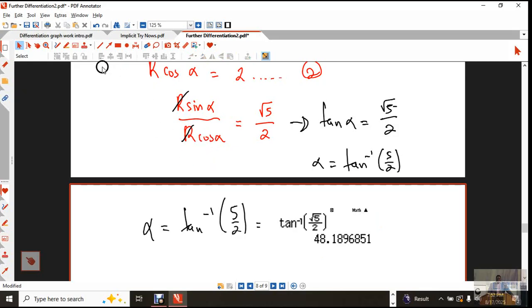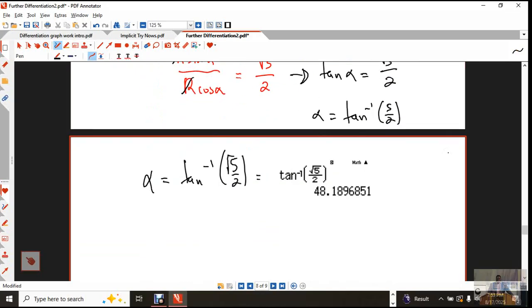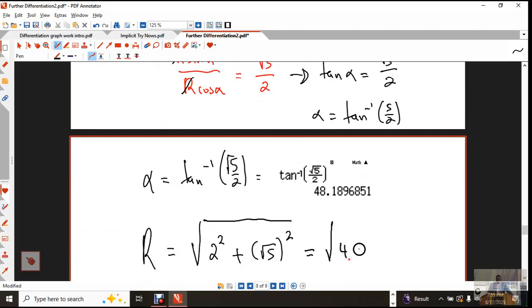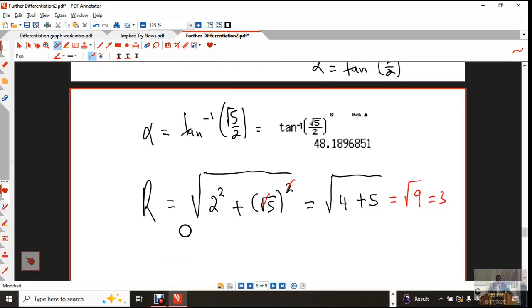Of course, you just rewrite that. Now, we don't have to prove and show you how to find the r, but we know that r is equal to the square root of 2 squared plus root 5 all squared, as I have indicated before. That is going to be 4 plus 5. The square root and the root cancel out over here. You should definitely know that. So this is equal to the square root of 9, which is equal to 3. So we know our angle. We know r is equal to 3. We know that alpha is equal to 48.19.